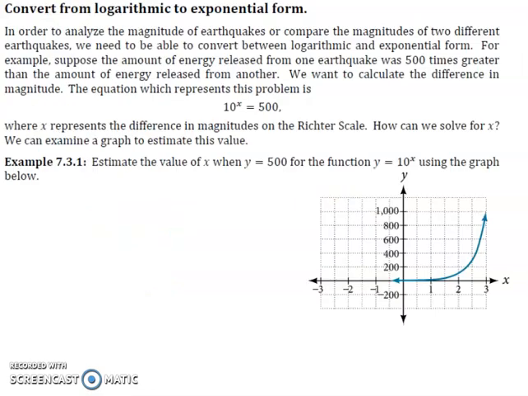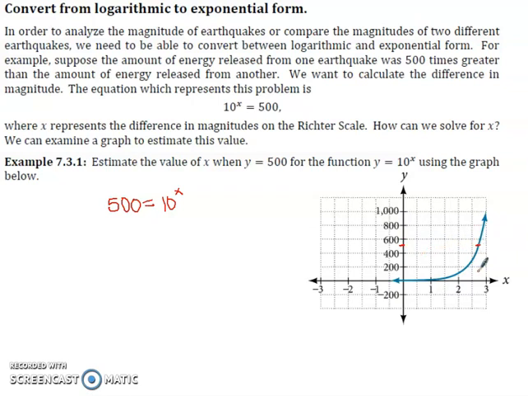So in our equation in example 7.3.1, I have y is equal to 10 to the power of x, and they're asking us to estimate the value of x when y equals 500. So what I'm trying to do now is say that y is 500. What is the value of x that gives us that value of 500 for y? I can use the graph because 500 is not a power of 10. So I'll go to about here, 500 for y. I'm going over to my graph.